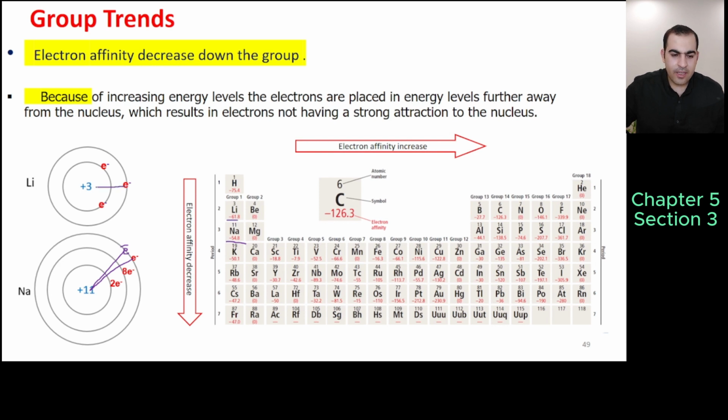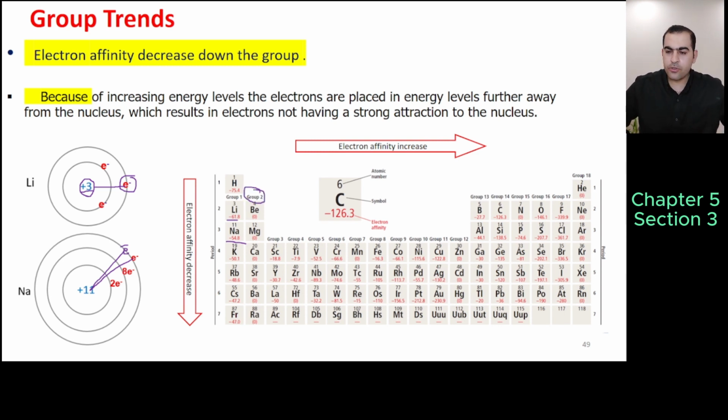Compared to sodium, there's high attraction between the 3 protons of the nucleus of lithium and its outer electrons, compared to sodium, not fluorine. That's why going down the group, shell number increases, electrons get farther from the nucleus, and there's going to be less attraction between the outer electrons and the nucleus. When you add one electron, the nucleus does not have high attraction for it. When it does not have high attraction, it means it's going to release a lesser amount of energy.